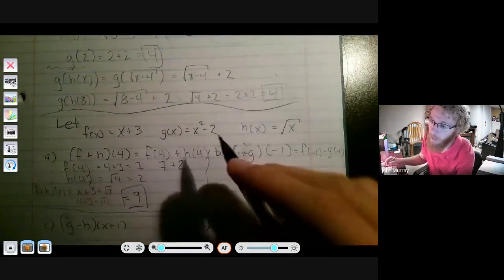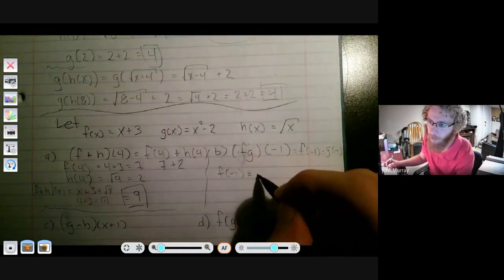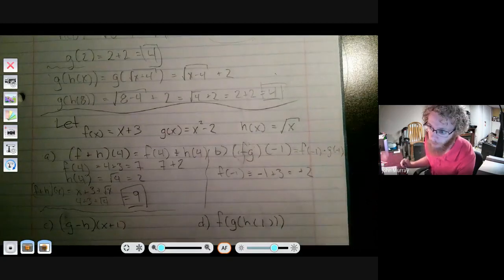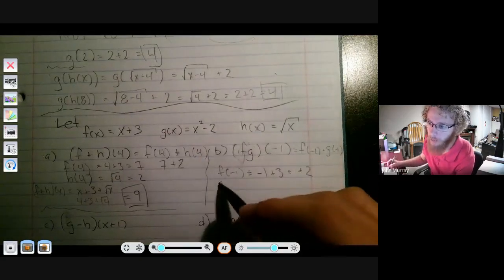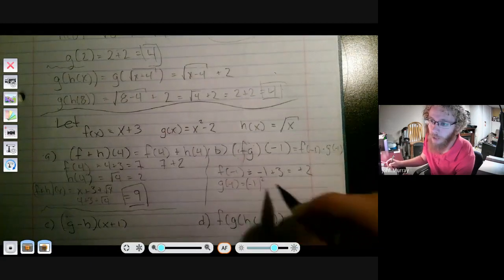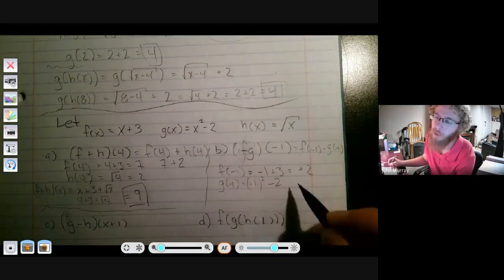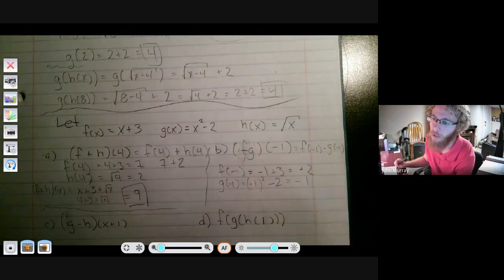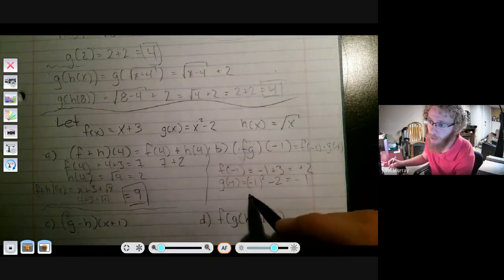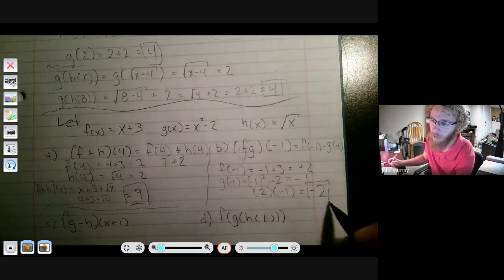There we go. Okay, so we do f of -1. We plug that into our f function, -1 plus 3, is positive 2. G of -1 is -1 squared minus 2. Be careful. -1 squared is positive 1. Positive 1 minus 2 is -1. So I'm looking at f of -1 times g of -1. So 2 times -1 is -2.